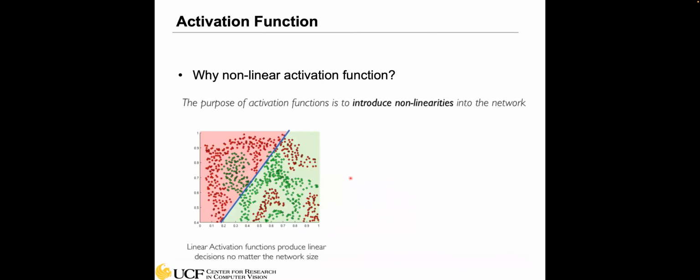Let's say we use a linear activation function. A linear activation function will just produce a linear decision boundary, no matter what the network size is. So basically you come up with this linear decision boundary to separate these two classes. For this particular case, no matter how you change the slope, a linear decision function is not able to perfectly separate these two classes.